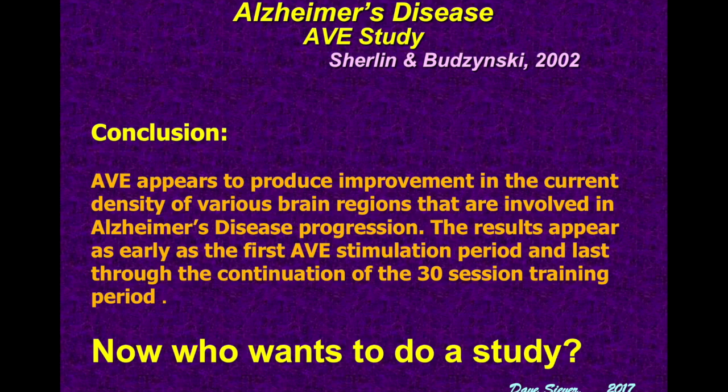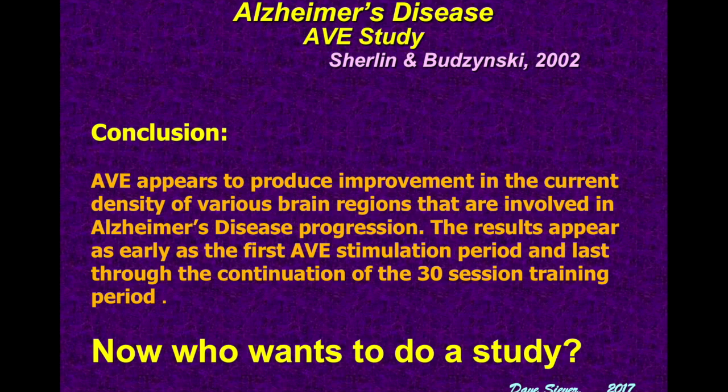Conclusion: entrainment appears to produce improvement in the current density. Now, current density is what they use for little three-dimensional voxels when they do a Loretta analysis. But basically what they're saying is that these brain regions that are involved in Alzheimer's disease improve in function. And the results appear as early as the first entrainment session, and they last throughout the continuation of the 30-session training program. And as we saw, 10 months later, she was doing even better yet.